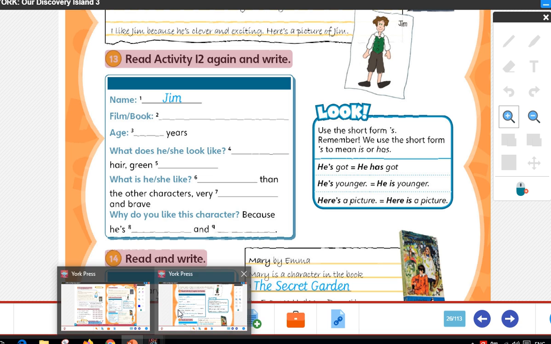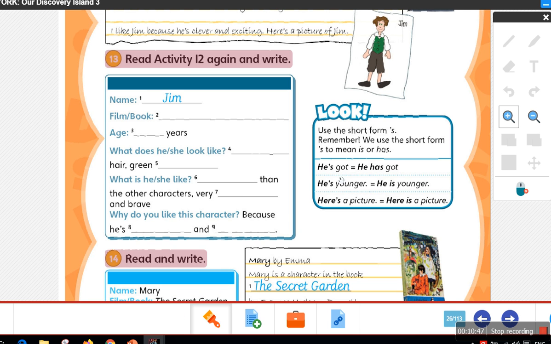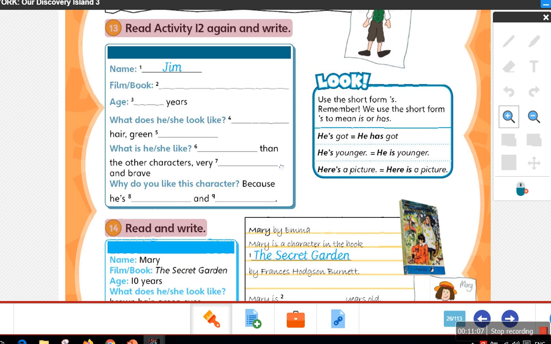Back to our book again. This is about the short form and the full form, or the contractions. He's got, he has got. He's younger, he is younger. Here's a picture, here is a picture. Okay.